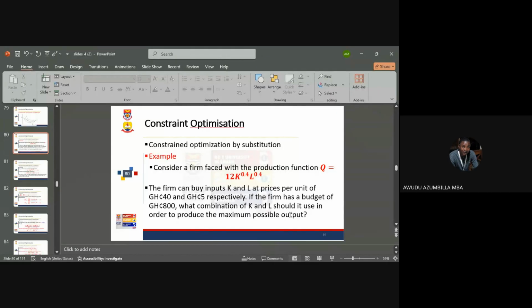So here we can clearly see that the firm has some amount of money, and the firm can spend some to buy capital and spend some to buy labor. At the end, we want to know how much capital and labor the firm can use in order to maximize output, given 800 Ghana cedis as its resources. So this is the question. Very interesting question. Let's try.